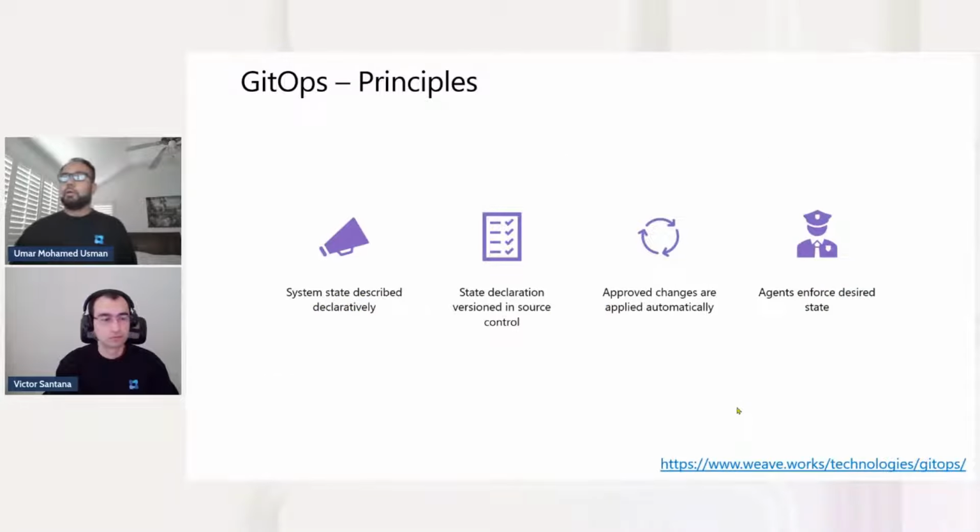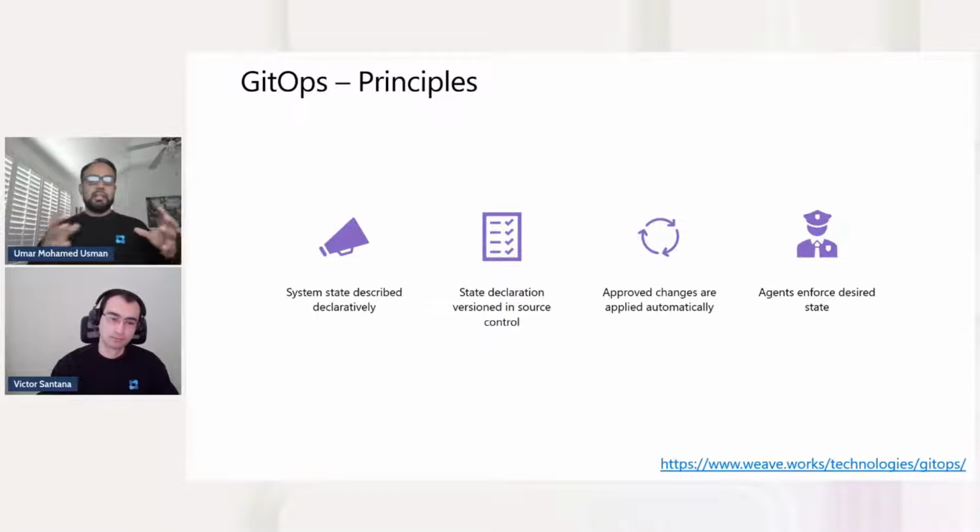Okay, so we're going to go into GitOps principles now. So here are some of the principles at a high level. System state described declaratively. I think we all know declarative versus imperative. Declarative is, you just define what needs to be done, right? You don't tell how. Imperative is how. You need to define how the state needs to be happening.